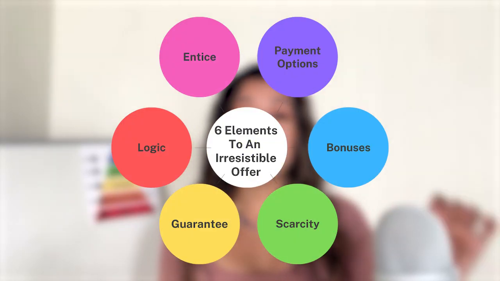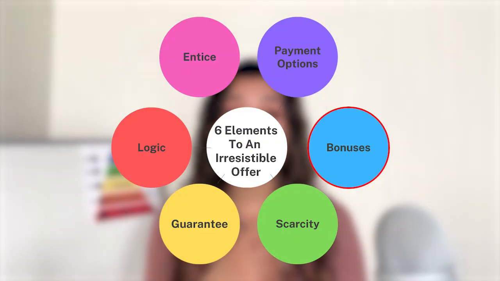Another irresistible component is to have bonuses. These are extra gifts that people get when they purchase. This can be a variety of things. Maybe if you sign up this month for our membership, we're going to send you this t-shirt or this hat. It could be a physical product, but it could also be something digital, like an extra call with me, or a bonus course.